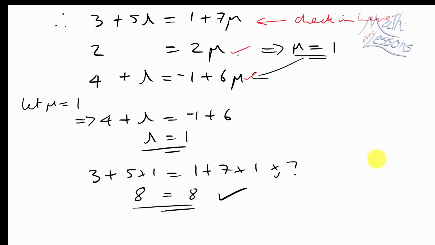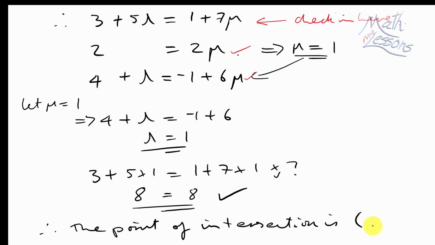So the point of intersection you can put back in. This gives your x coordinate, your y coordinate, your z coordinate. So therefore put lambda equals 1 into here, and you get the point of intersection is 3 plus 5 is 8, 2, and 4 plus 1 is 5. We can just check on the other side for the other equation. 1 plus 7 is 8, 2 times 1 is 2, and minus 1 plus 6 times 1, so that's 6, minus 1 gives you 5. So here is our point of intersection.